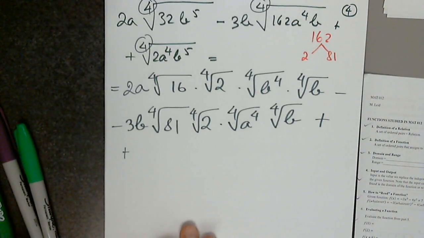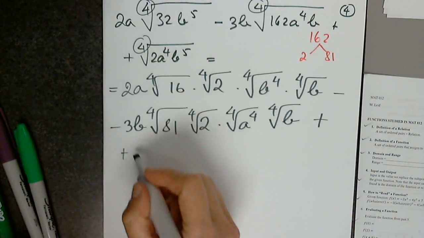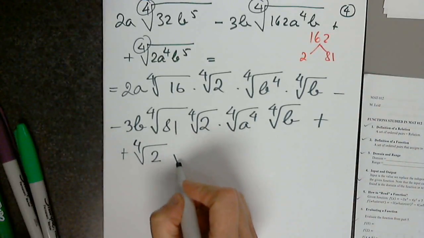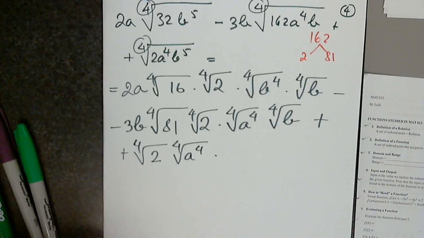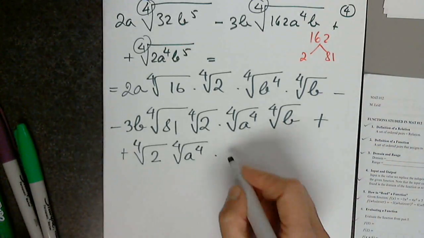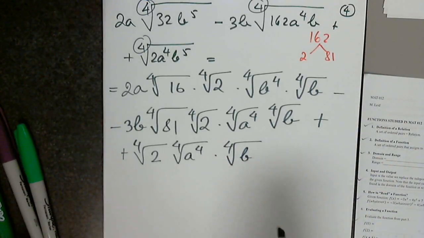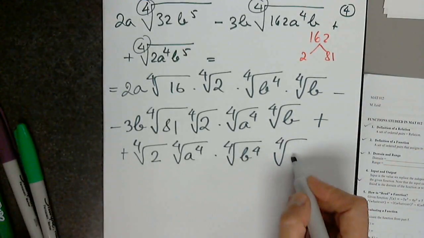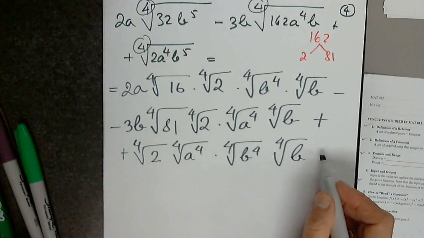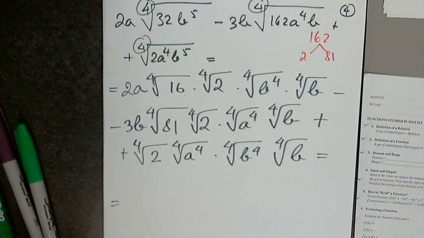So let's work on the last one. You'll see in a minute. So then I have the 4th root of 2. I have the 4th root of a to the 4th. Now what do I do with the 4th root of b to the 5th? Yes, into the 4th root of b to the 4th, yes? And the remainder, the 4th root of b. Did I answer your question? Yes. Okay, perfect. Now we're going to simplify each and every one of them.